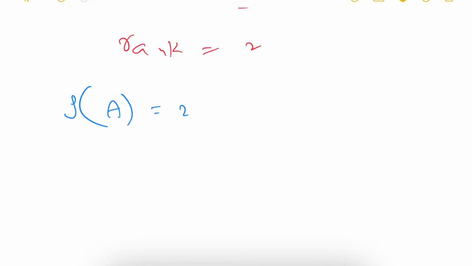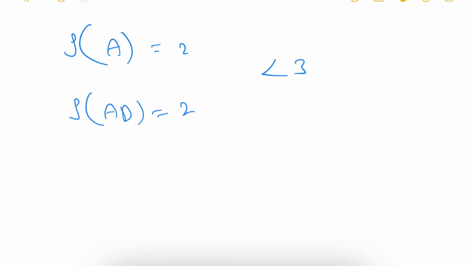The rank of matrix A is 2 only, and the rank of the augmented matrix is also 2 only. So these two ranks are equal to each other, but that rank is less than 3. So we can conclude one thing, that it will have infinite solutions.